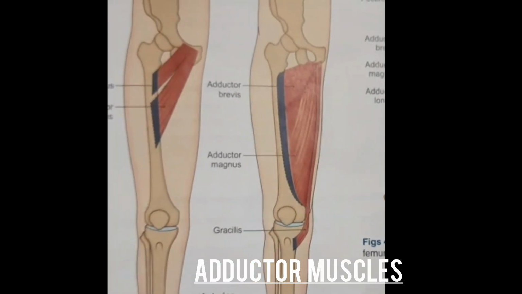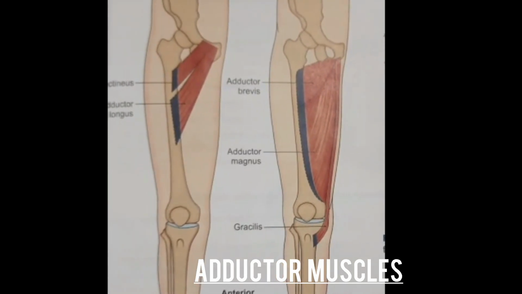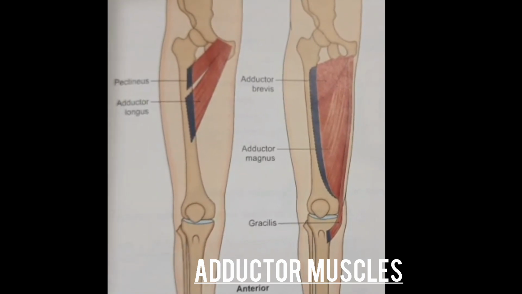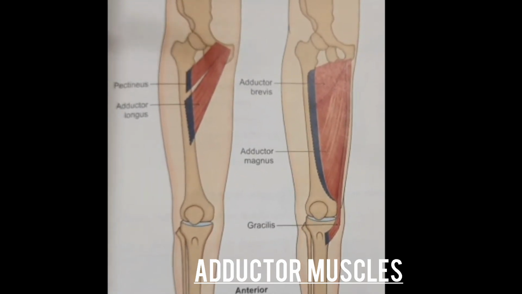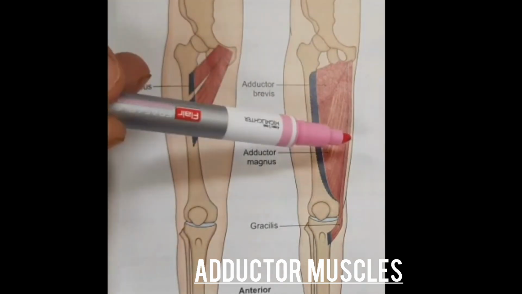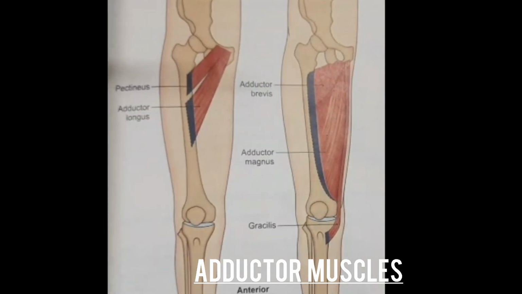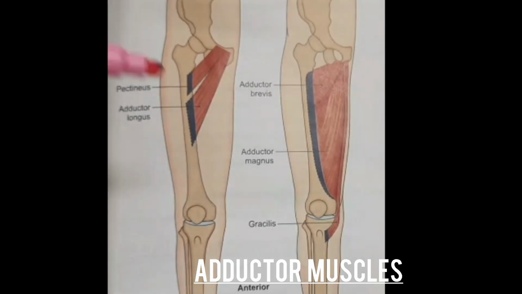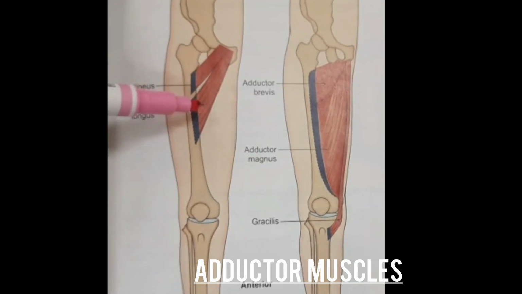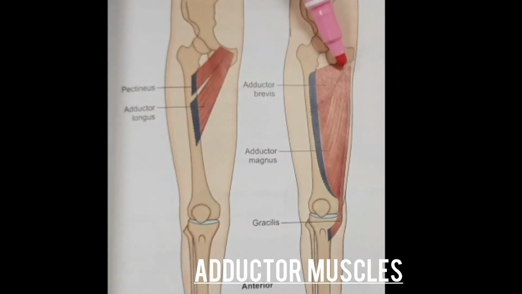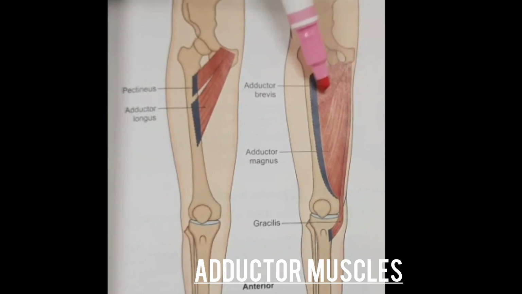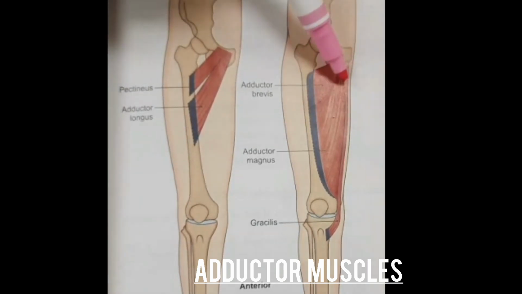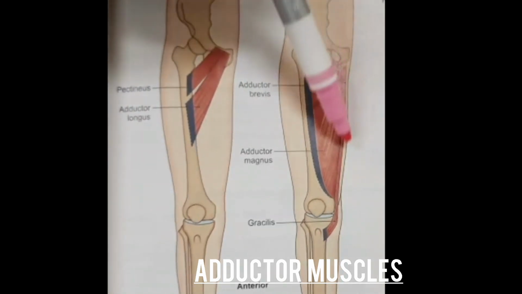Now I would like to show the muscles of the medial compartment. In the medial compartment we have different muscles: number 1 pectineus, number 2 adductor longus, number 3 adductor brevis, and number 4 adductor magnus. These muscles are arranged in different layers. In the first layer we see pectineus and adductor longus. In the second layer we have adductor brevis, whose length is very small. And in the third layer, that is this one, we have adductor magnus, which is very large.